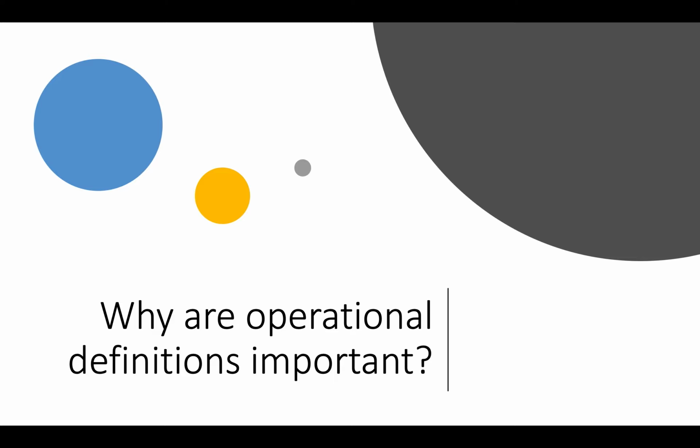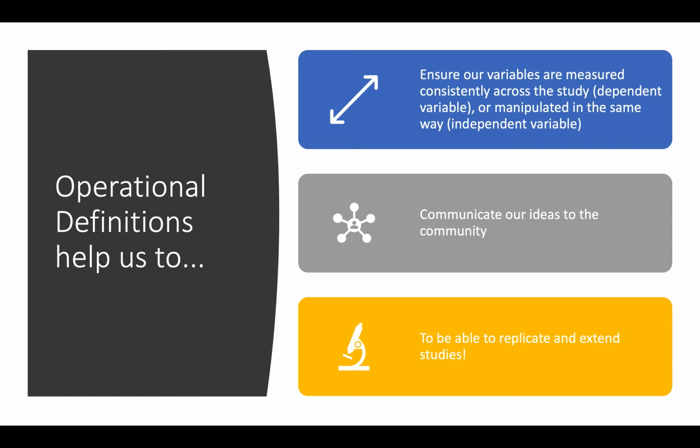Now, why are operational definitions so important? Well, think back to the big picture here. We have to be able to communicate exactly what we're doing in research, how we're defining it. That way, other researchers can replicate what we're doing. So, specifically, operational definitions can help us ensure that variables are being measured consistently. We can ensure that we are communicating our ideas to the community in a clear way. And this allows for replication and extension, which in turn better informs our theories that motivate psychological research.